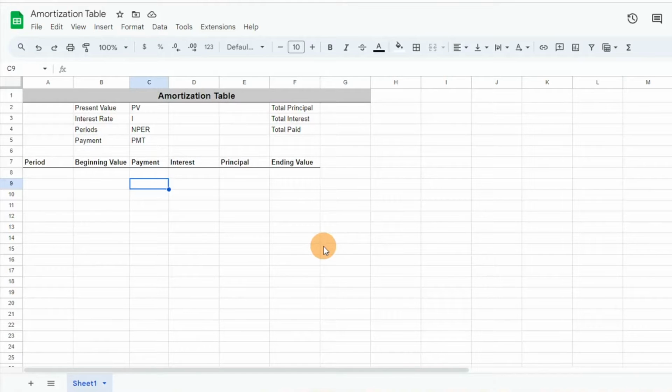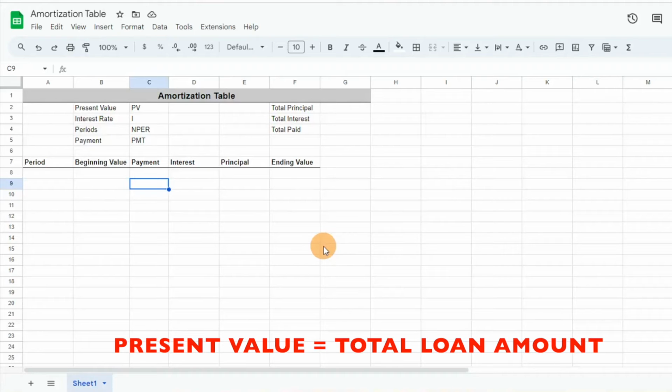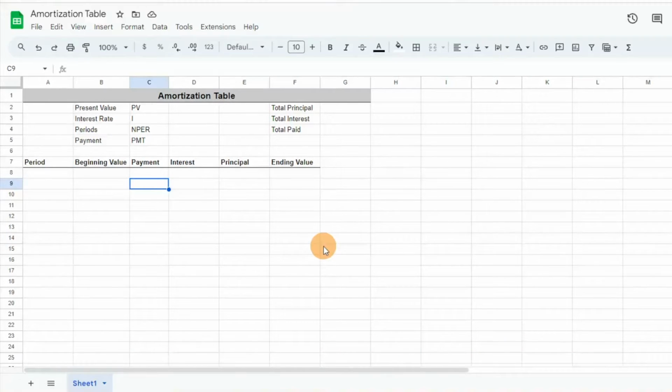So obviously with the amortization table, we're going to need a couple of things. The present value, which is just basically the total loan amount. So assume that we want to get a home for $500,000. We'll just go ahead and put that in. And so that's our loan amount. That's the present value today.